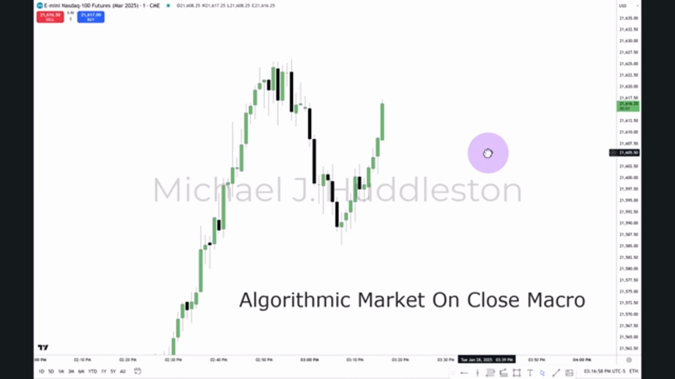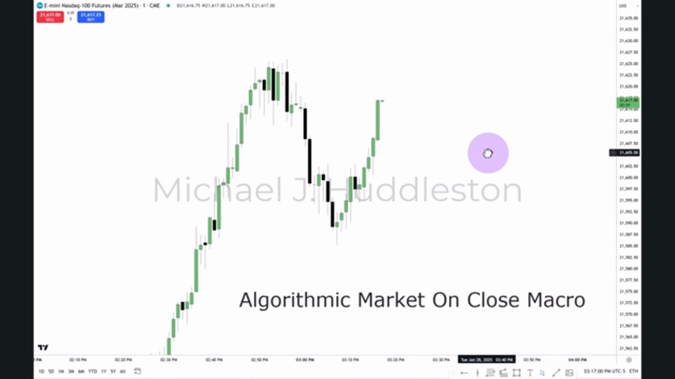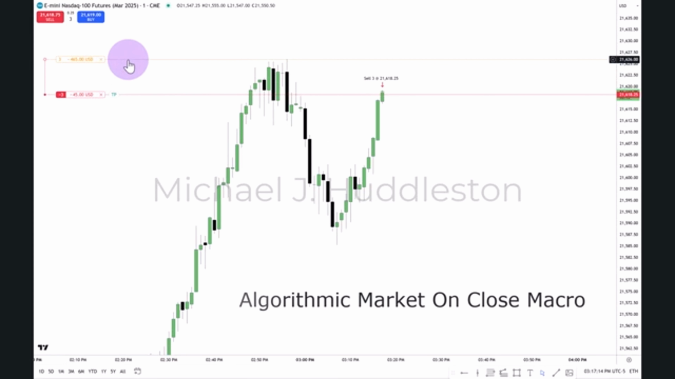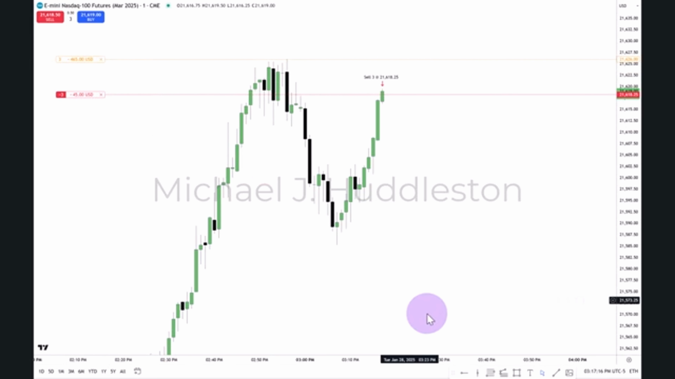This is Smart Money Concept, Algorithmic Market on Close Macro. It's a mouthful, I know. So I'm about to demonstrate something that your other mentors out there are not going to be able to duplicate. They might talk about the last hour trading and macros existing, but they're not going to be able to show you what this is. All right, so I'm establishing a short inside of an inversion fair value gap, and that's this separation here, including the volume imbalance.